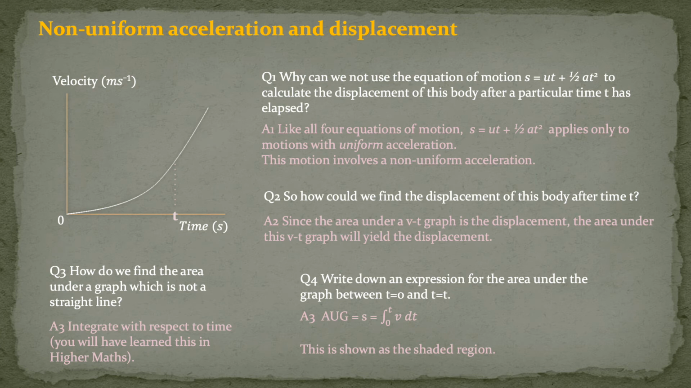The area under the graph, we'll call it S, the displacement, is the integral from 0 to t of v dt. And this is shown as the shaded region on the graph. So integration is a very powerful tool in mechanics and indeed in many branches of physics for finding the areas under graphs where the area under the graph has an important physical meaning.